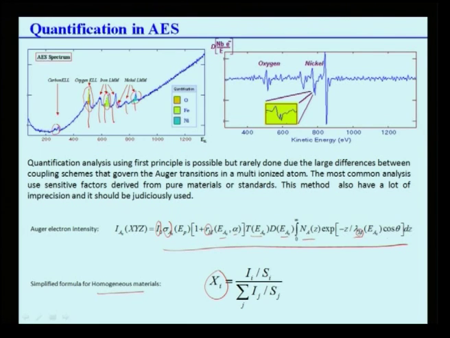One can also differentiate these intensities with respect to energy, which gives a much better plot, as I have already discussed for the AES spectra. The oxygen spectrum becomes like this, nickel comes like that. This way one can improve the quantification precision in a much better way.